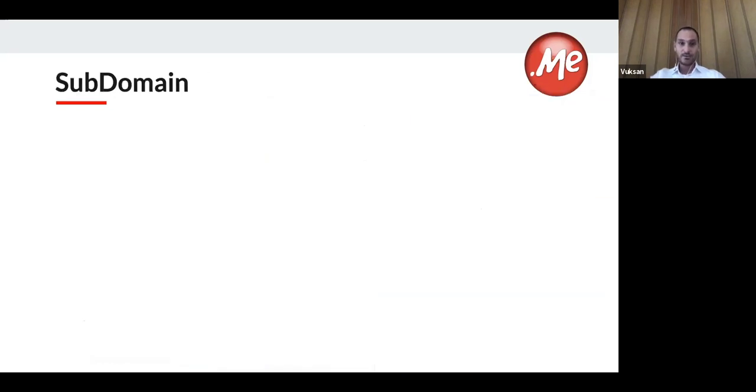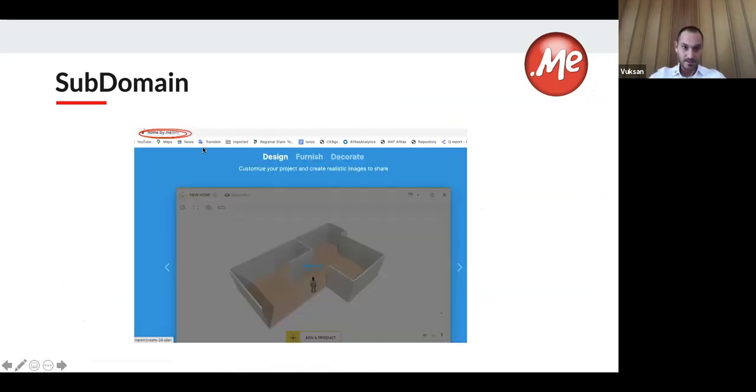Other ways to get creative: subdomains. A subdomain is something that is left of the dot. So if my second level domain name or primary domain name is vuksan.me, a subdomain would be my.vuksan.me. For instance, in this case, the primary domain name is by.me, and the subdomain would be home.by.me.